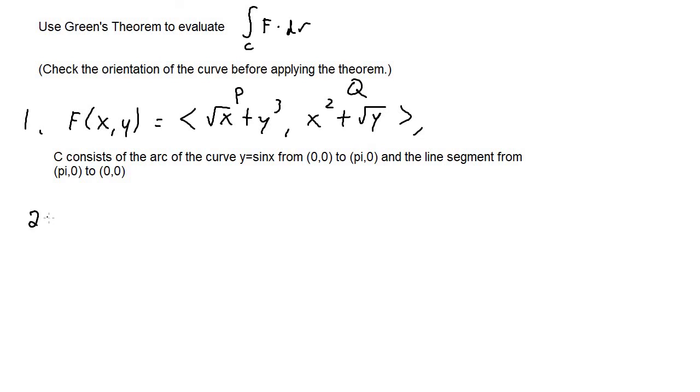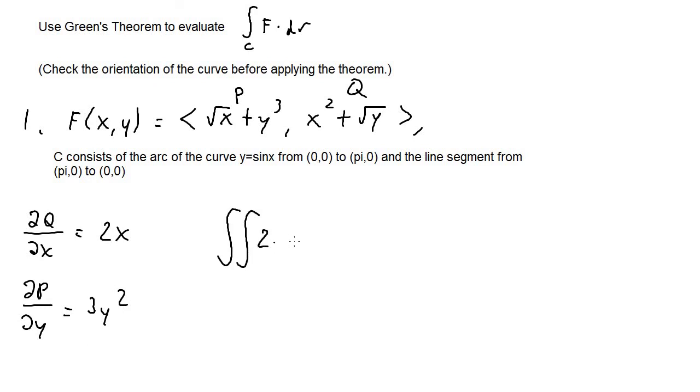So let's go ahead and first find the partial derivative of Q with respect to x. That is just going to be 2x, and then the partial derivative of P with respect to y is just going to be the derivative of y cubed, which is 3y squared. So rewriting the double integral, we have the double integral of 2x minus 3y squared. So now let's go ahead and find the bounds of integration.